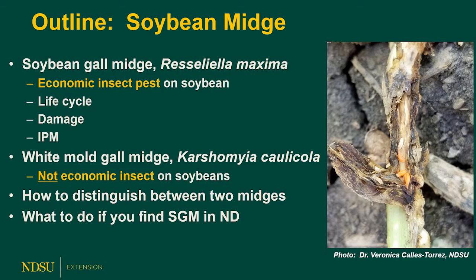The second species is the white mold gall midge, Karshomyia caulicola. This one is not an economic insect on soybean. Then we'll talk about how to distinguish between the two midge species and what to do if you find soybean gall midge in North Dakota.